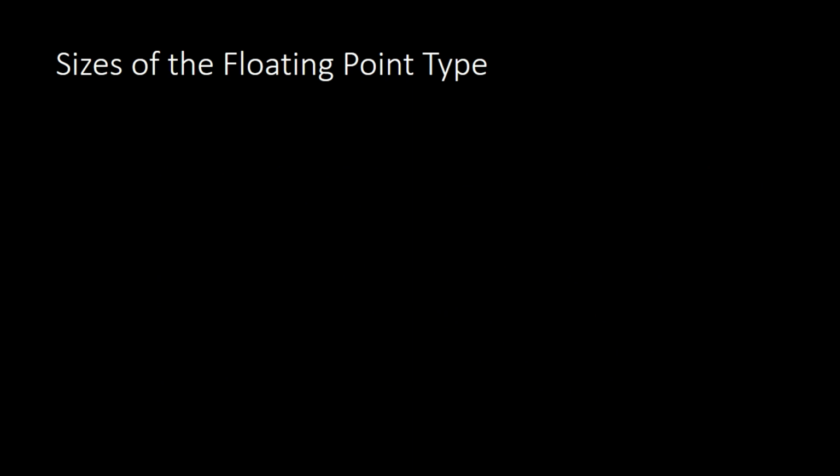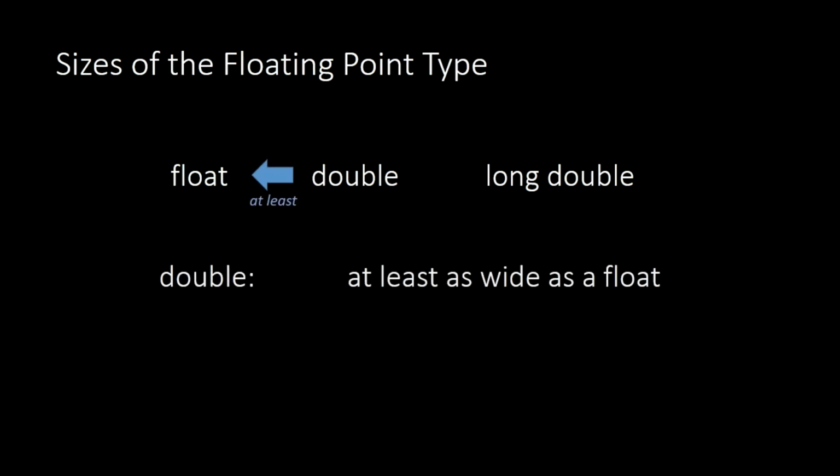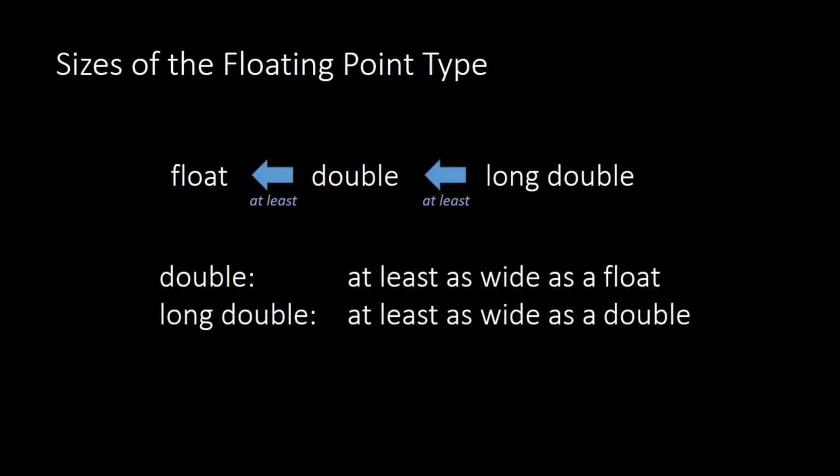And with regard to the floating point types, we can do the same thing. We can line them up basically from left to right in terms of potential sizes, so float, then double, then long double. And we can remember that a double has to be at least as wide as a float, and a long double has to be at least as wide as a double. Now, what if we were interested in checking out the sizes of these data types on our actual system? Well, let's take a look.